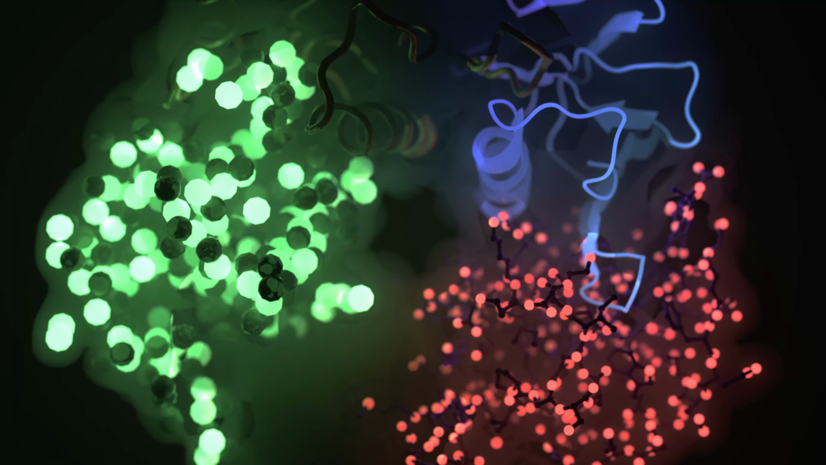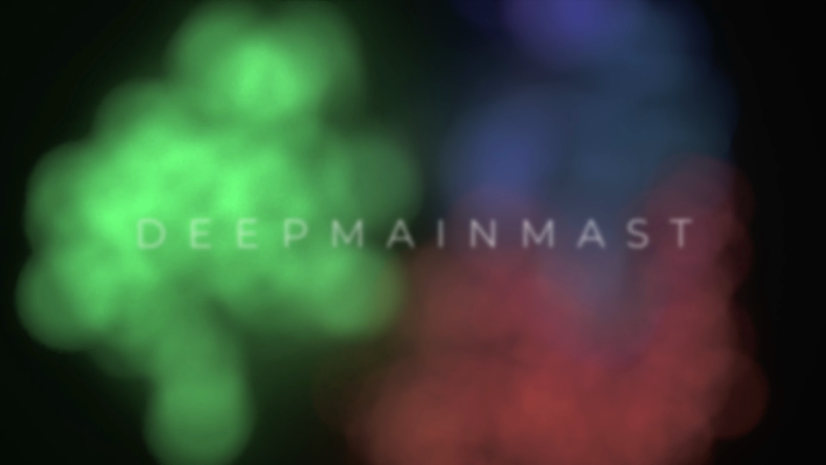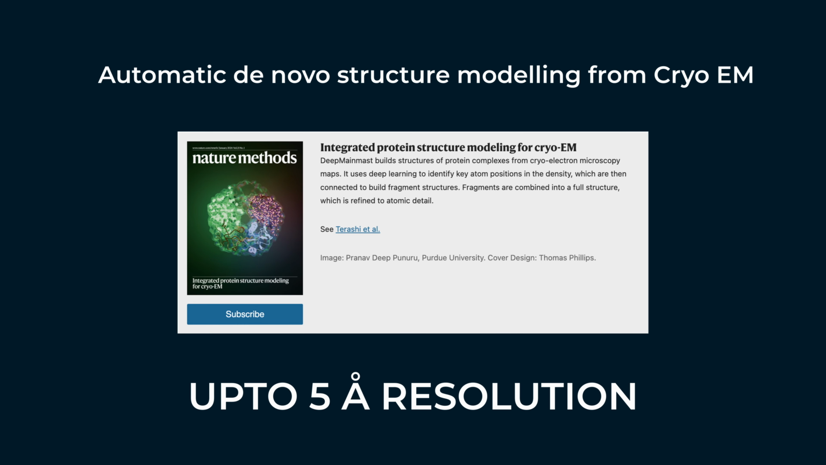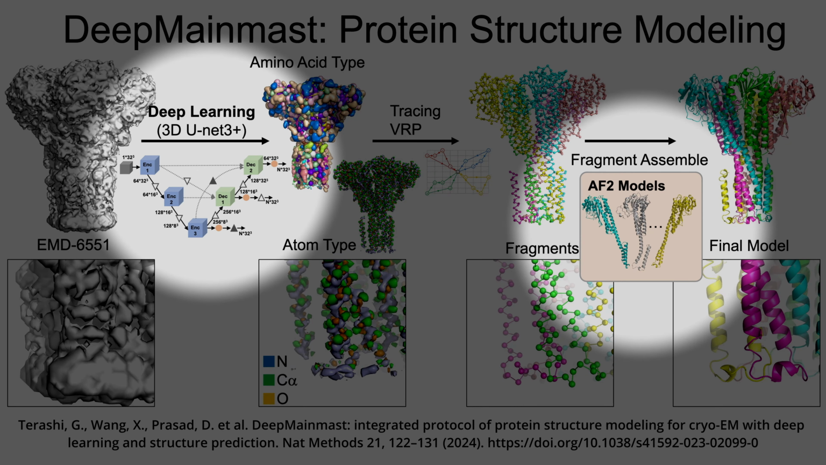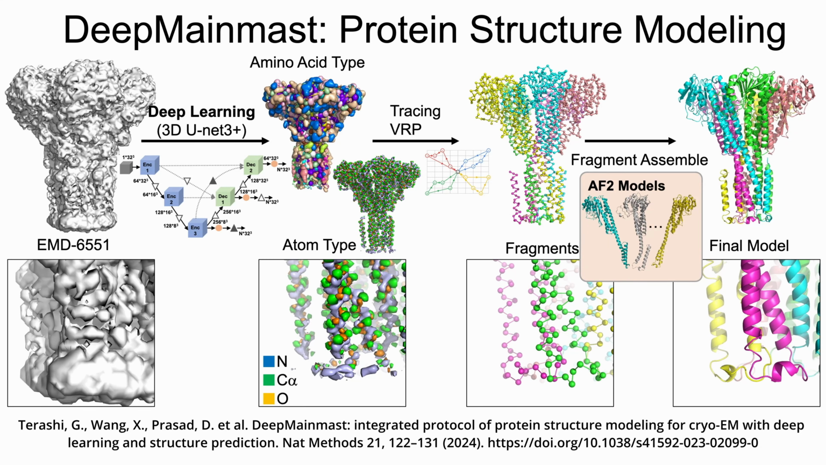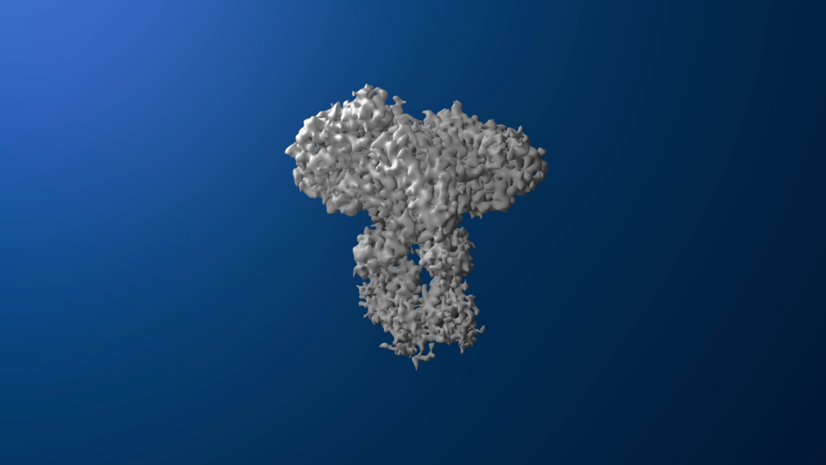Hello and welcome. In this video, I'll introduce DeepMainmast, a cutting-edge tool for de novo protein structure modeling from Cryo-EM maps with resolutions up to 5 angstroms. Using deep learning and integrating AlphaFold 2 and 3, DeepMainmast provides highly accurate structural models even for maps that are challenging to manually model.